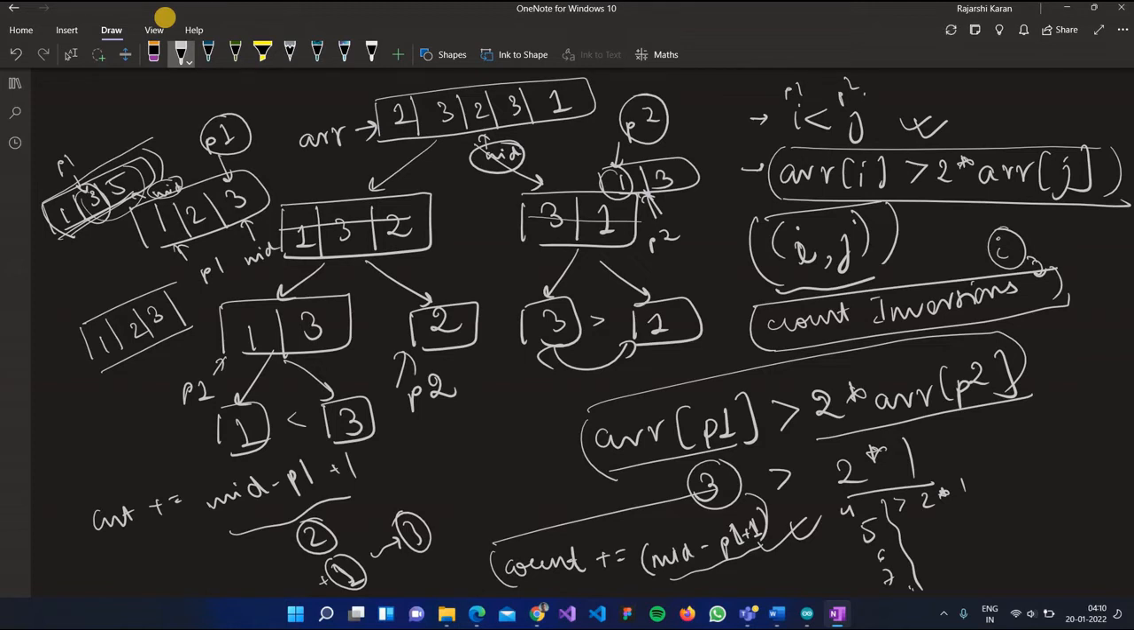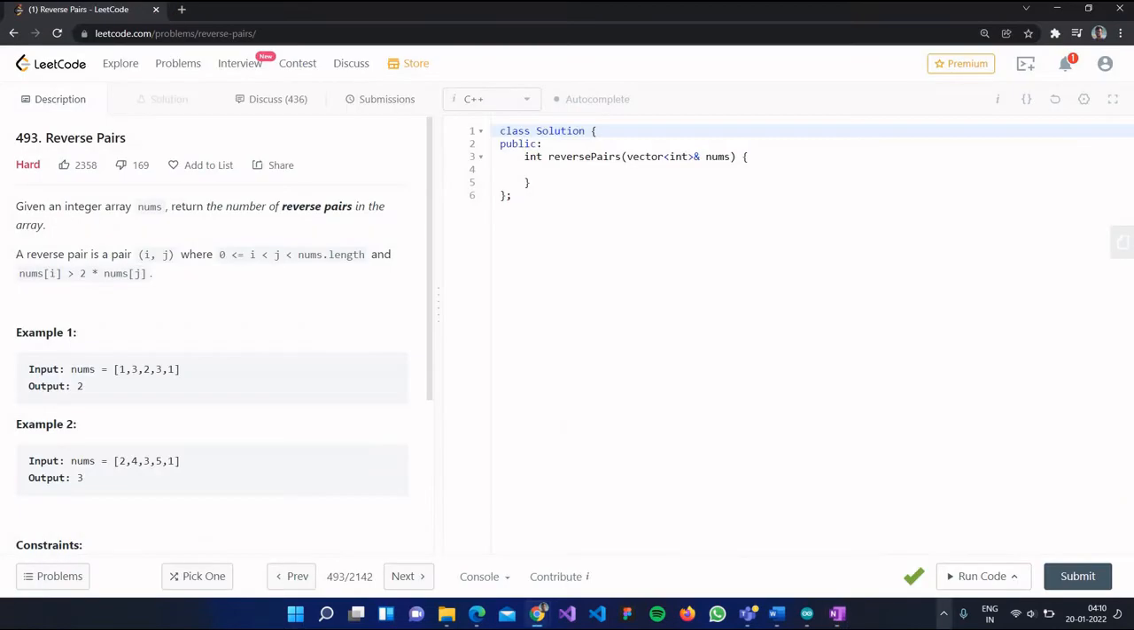So now we understood how we are counting these reverse pairs over here, okay? Now what we are going to do is simply check how we can implement all this in terms of code, okay? So okay, let's go to the IDE.